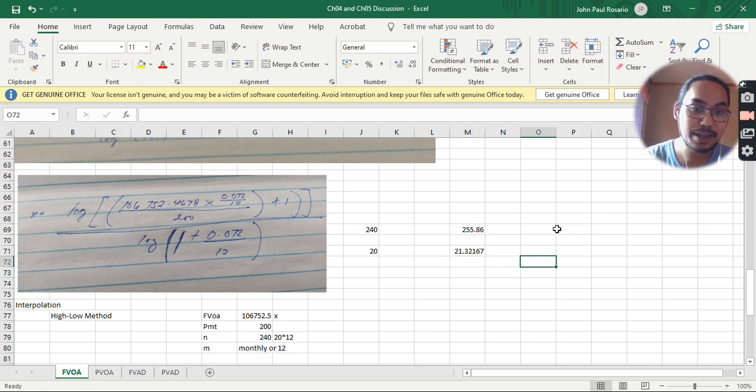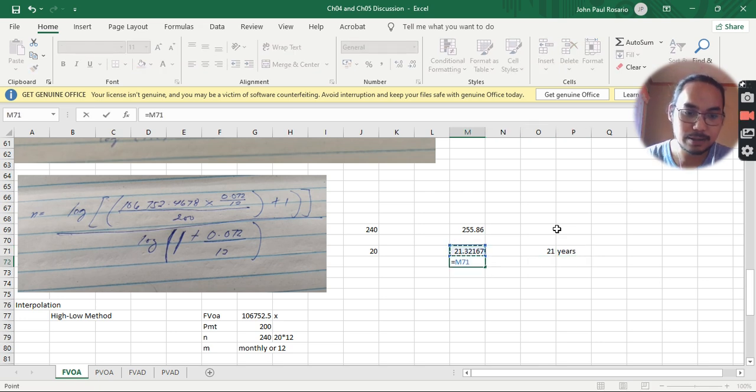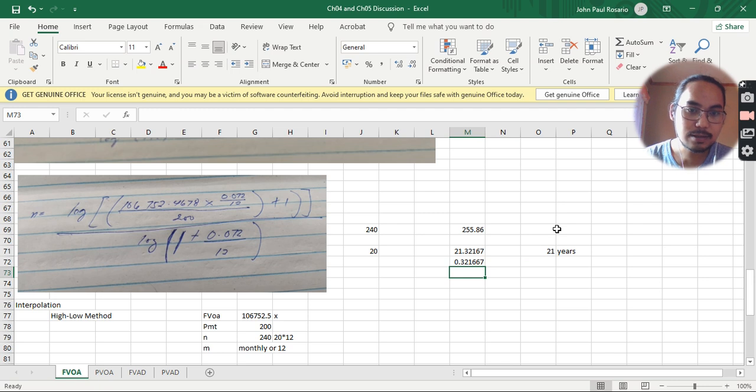So you have 21 years, 21 years na ni siya. So that means 21 years. And then you get the remainder. So the remainder would be, and then we multiply this remainder by, uh, what do you call this one?